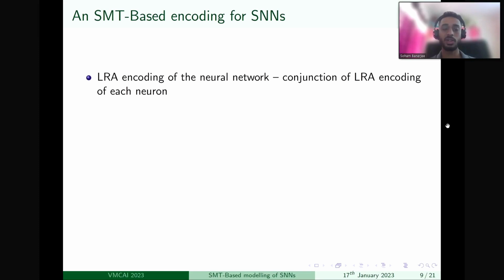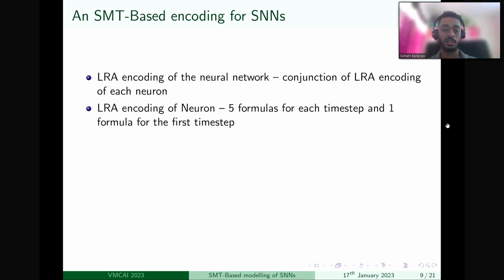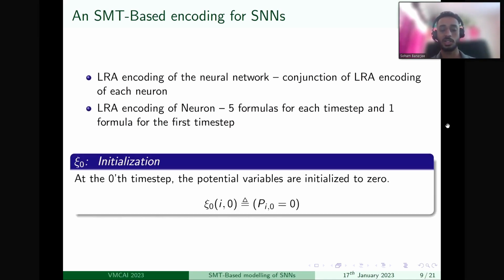So the SMT encoding is a linear real arithmetic formula corresponding to the neural network. This LRA formula of the neural network is a conjunction of the LRA formulas corresponding to each neuron. The LRA for each neuron is made up of 5 formulas for each time step of execution and 1 formula for the first time step. The 1 formula corresponds to the initialization condition, where at time step 0, for neuron i, the potential should be initialized to 0.